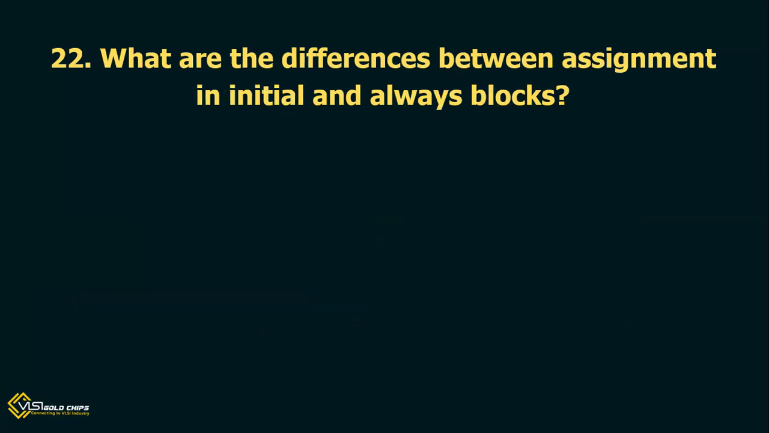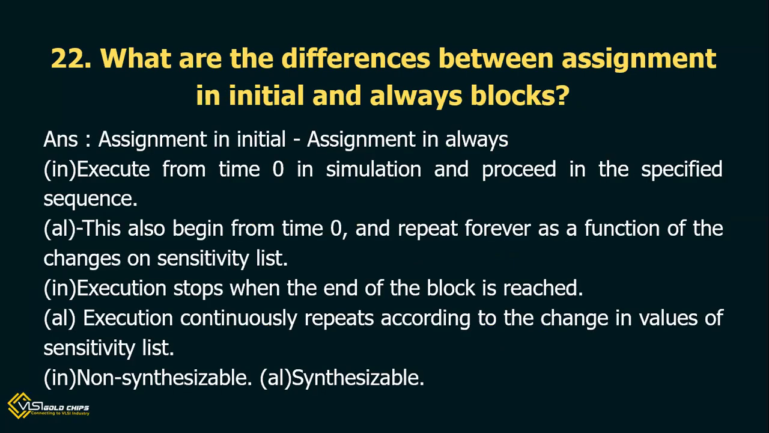Next question is, what are the differences between assignments in initial and always blocks? Let's see some of the differences. In case of initial, you try to execute from time 0 in simulation and proceed in the specified sequence. Whereas in case of always, this also begins from time 0 and repeats for a while as a function of changes on the sensitivity list.